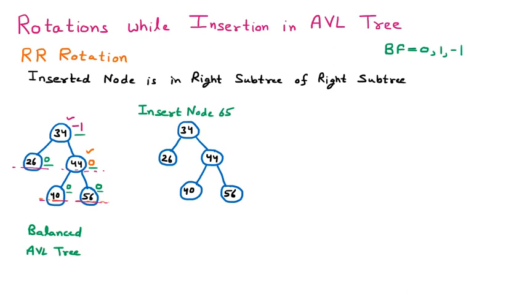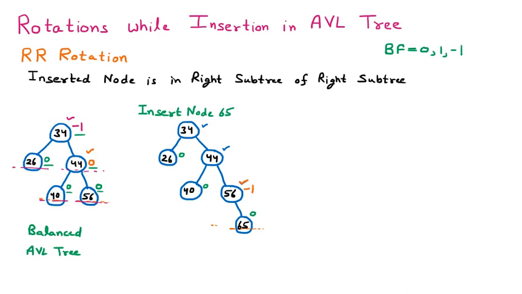We know that 65 has a greater value than 34, then greater than 44 and greater than 56. So here the node 65 will be inserted. After every insertion we have to find out the balancing factors. We know that all the leaf nodes have 0 as the balancing factor. Now find the balancing factor of 56. Here on the left hand side we have nothing, on the right hand side we have one level. So 0 minus 1 is minus 1.